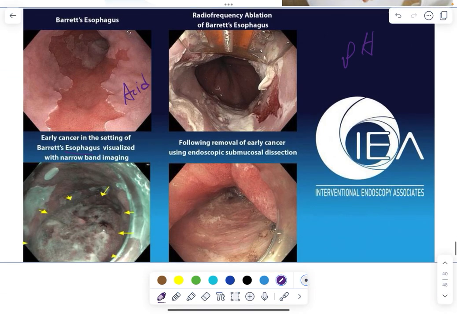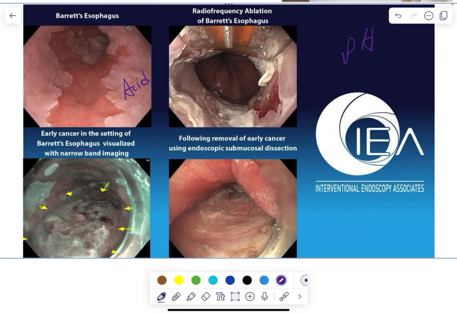So you can see right here, this is endoscopy, which means the doctor is removing right here early cancer using submucosal dissection. But what's happened here is that Barrett's esophagus, the cells lining the esophagus, have turned to be more like stomach cells. They have changed because their environment has changed. And why has their environment changed? Because of an eating disorder.